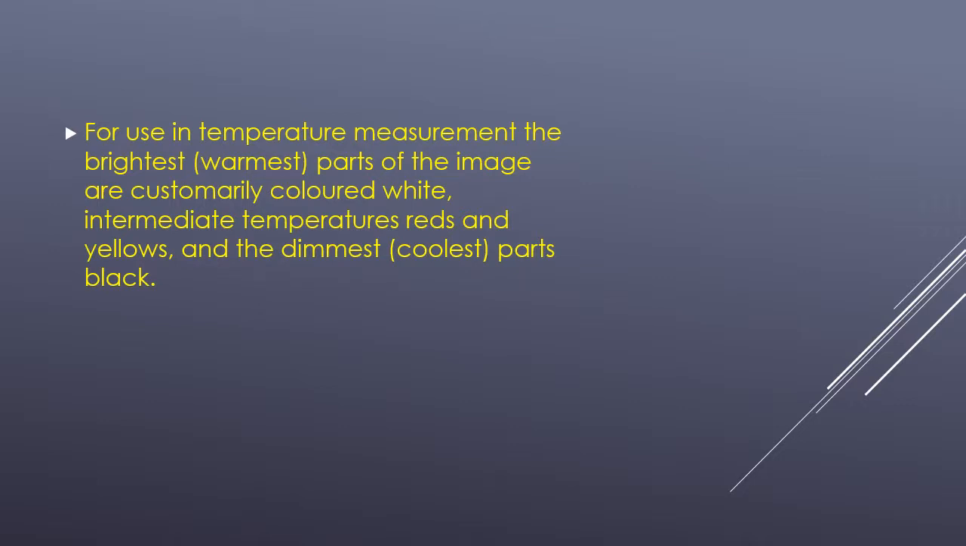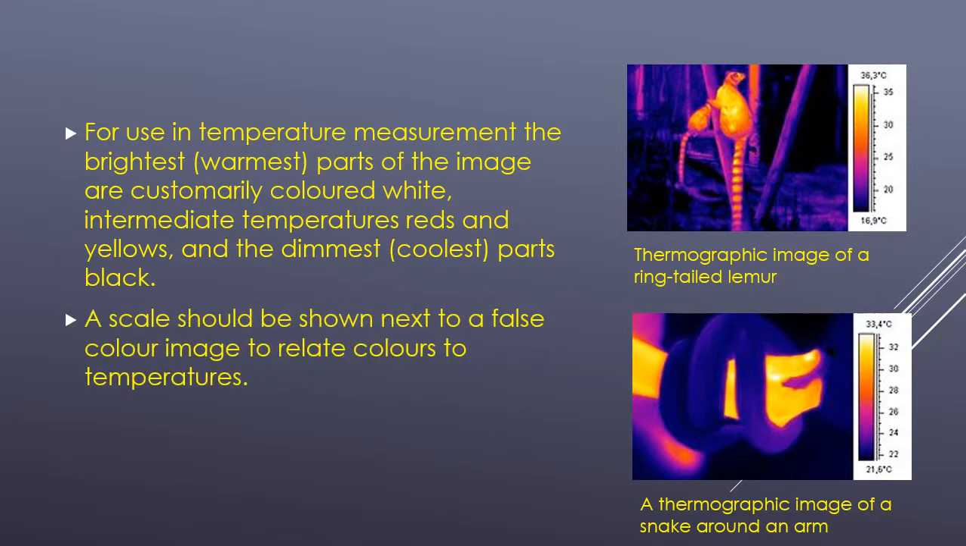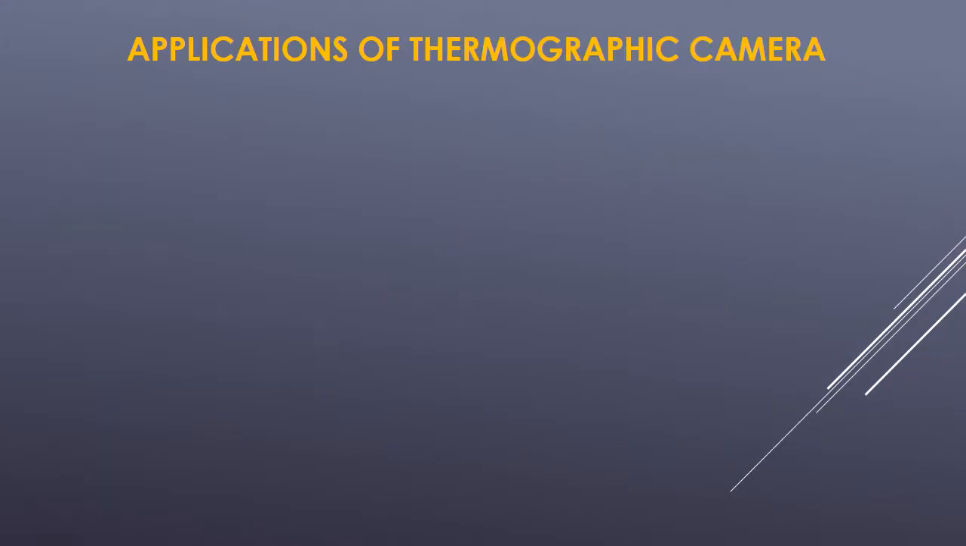For use in temperature measurement, the brightest parts of the image are customarily colored white. Intermediate temperatures are red and yellow. The dimmest parts are black. A scale should be shown next to a false color image to relate the colors to the temperatures, as we can see in the images.